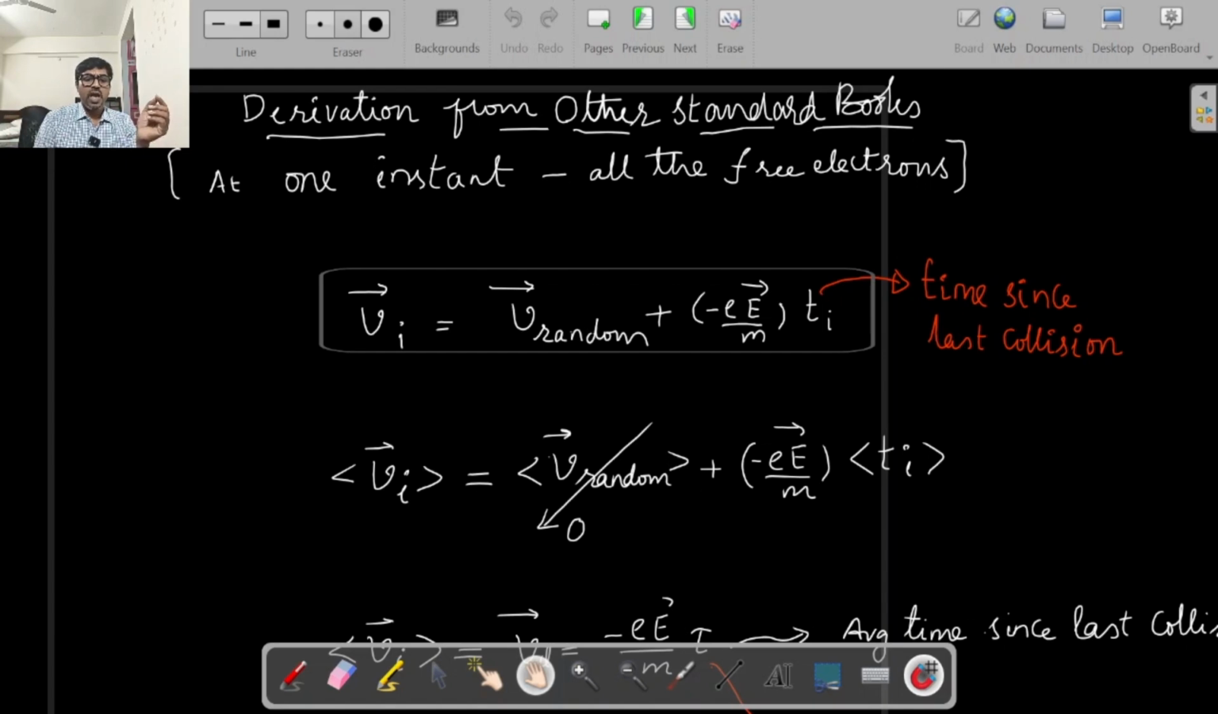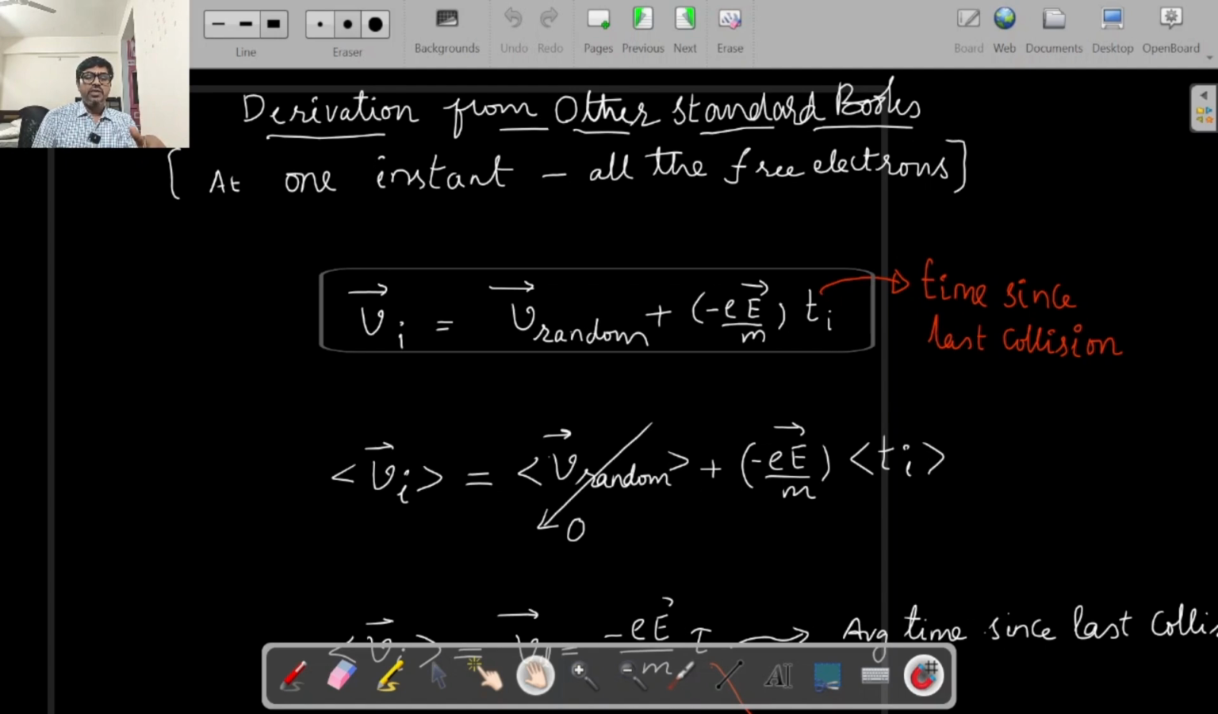So for example, let us say I am considering the ith electron, which has two components of velocity. One is the velocity due to random motion, due to collisions, which you separate out, and the other is the velocity component because of ordered motion, because of the external electric field. So minus e times E is the electric force, divided by mass gives the acceleration. Acceleration into the time since the last collision, that is Ti, for the ith electron we are considering. That is the extra velocity that you are picking up because of ordered motion over and above the random motion. So this is the equation we have, and then we do averaging.